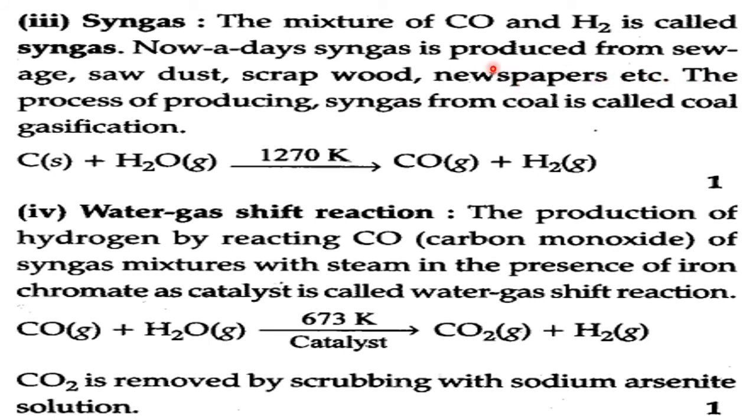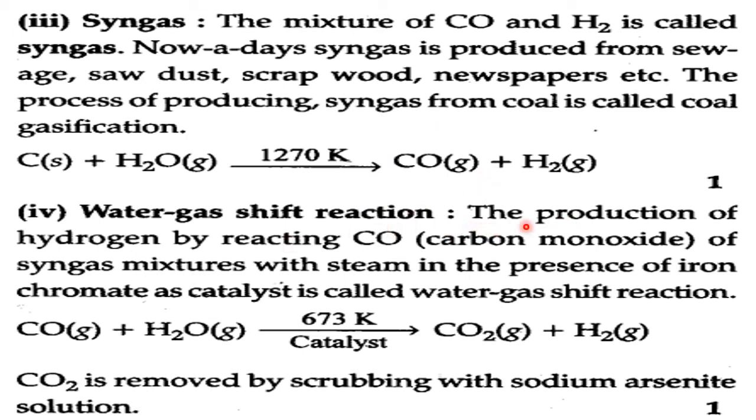The process of producing syngas from coal is called coal gasification. Now, if you prepare syngas by passing the steam on the coal, that is called what? Coal gasification. So coal is gasified, coal is steamed, that is called coal gasification. And here once again we get what? Syngas, synthesis gas. Okay, mixture of carbon monoxide and hydrogen, syngas.